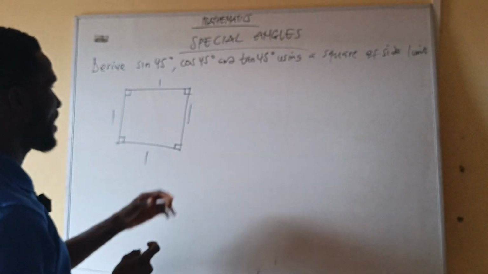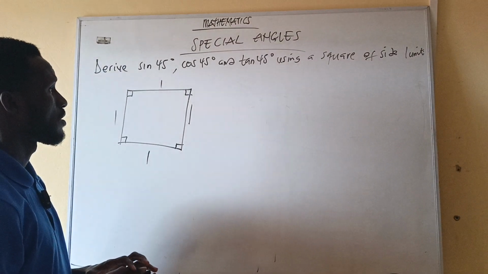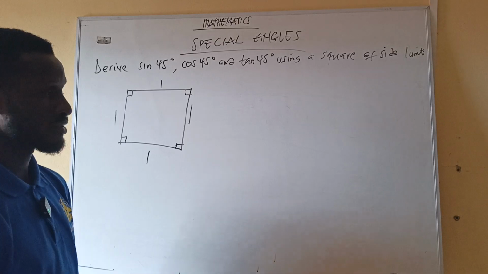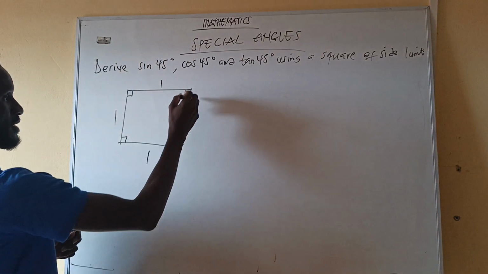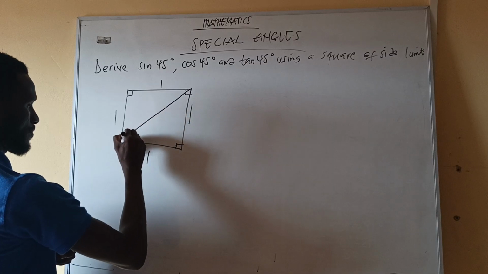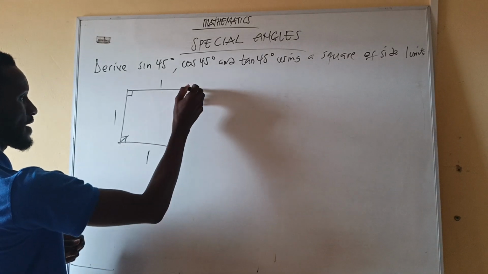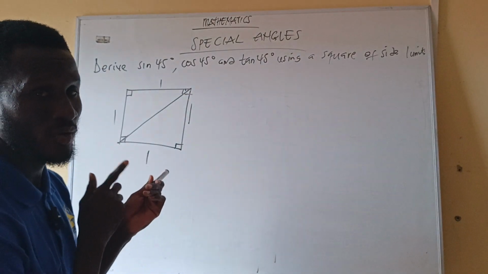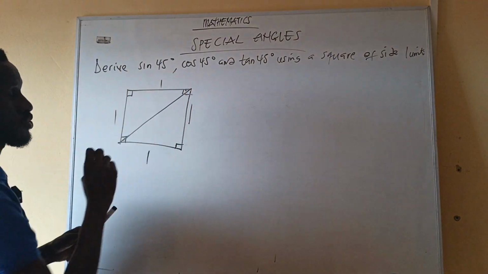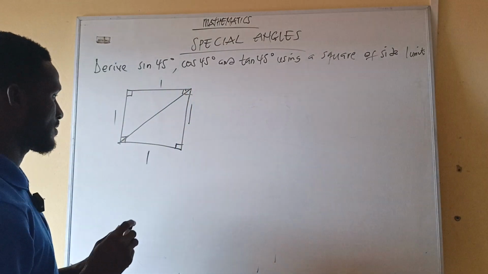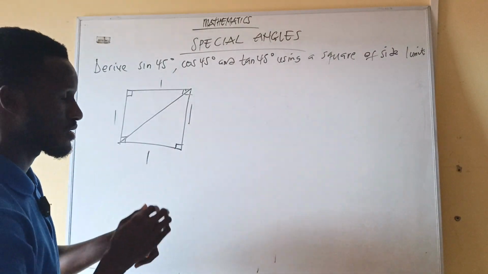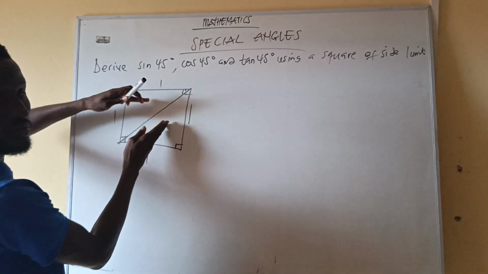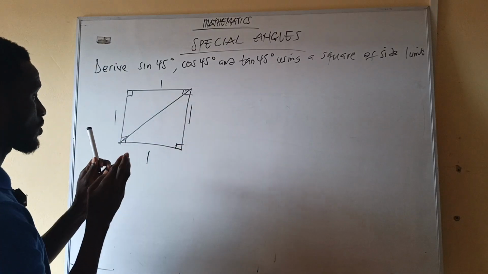Now, how can we get an angle of 45 degrees? I can convert this into a right angle triangle. Just draw a straight line from here to here. Don't forget that if you have a square, then you draw a diagonal like this. The diagonal divides the square into 2 equal triangles.